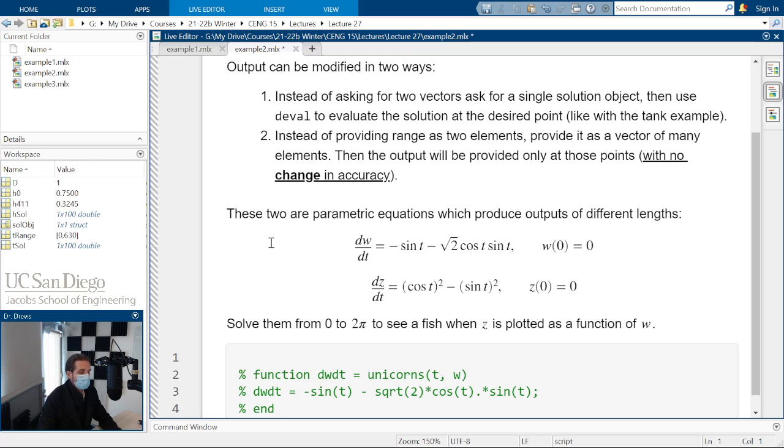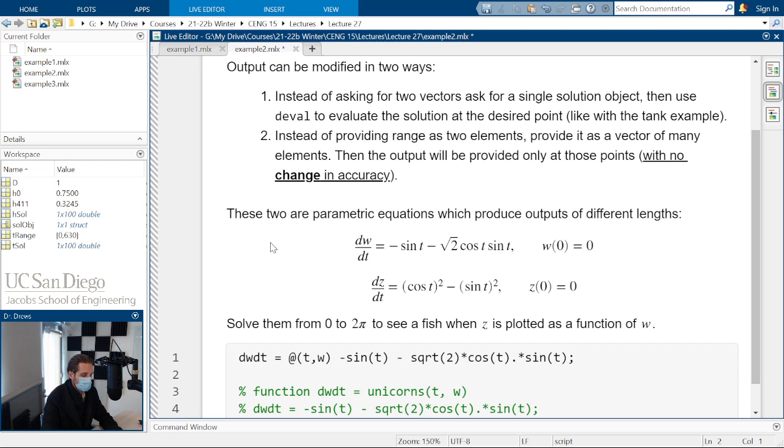So just to practice the local function syntax, we'll define dw dt as a function of t and w, and it's minus sine of t minus the square root of 2 times cosine of t times the sine of t. So this sort of reads a little bit more naturally, right? We don't have the word unicorn floating around for no reason. It's pretty clear that it's a math function, and it's a function of t and w, and we just happen to call it dw dt, but we can still read it pretty clearly off of the assignment. So it's a good candidate for an anonymous function.